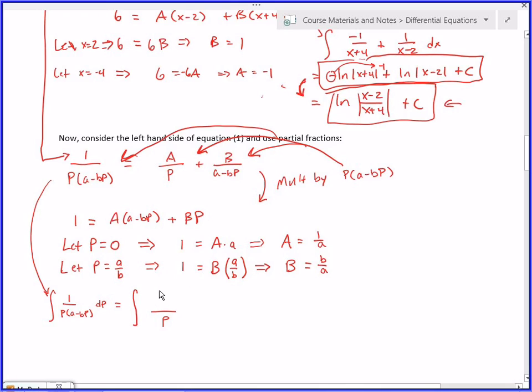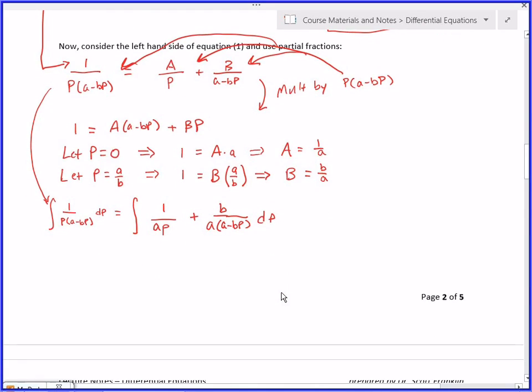What do y'all like? Do you like this? Do you like this? I like that one. Is it preference? Shouldn't matter. We're going to have to simplify it anyways. But you got, that's what the A. This one becomes plus. You got B over A times A minus BP. I just want to make sure everybody sees where I got those.